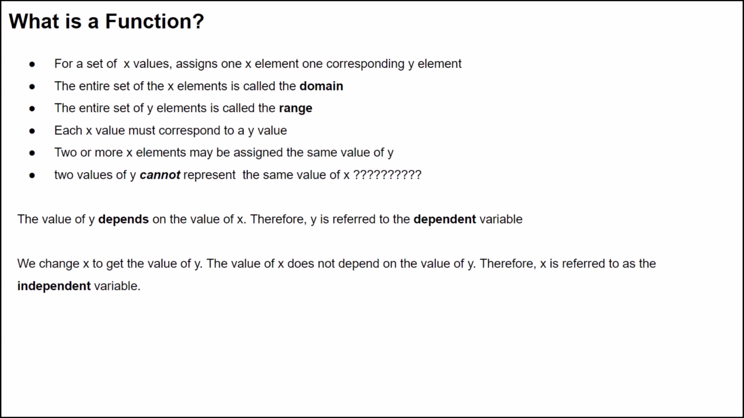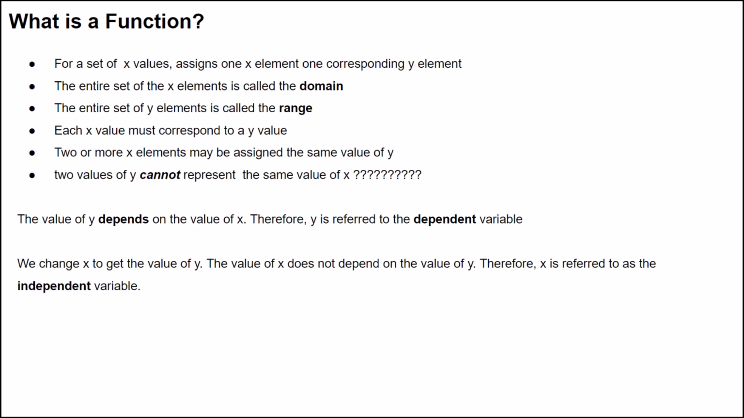Here's some things that we know about functions. For each value of x, there's one corresponding y element. So two different values of x can have the same value of y. But for any given value of x, you can't have multiple values for y. The entire set of x elements is called the domain, and the entire set of y elements is called the range of a function. And as we just said, each x value must correspond to one y value.